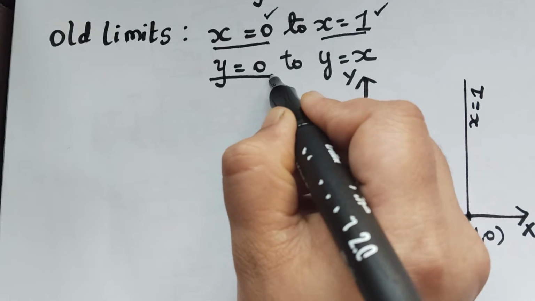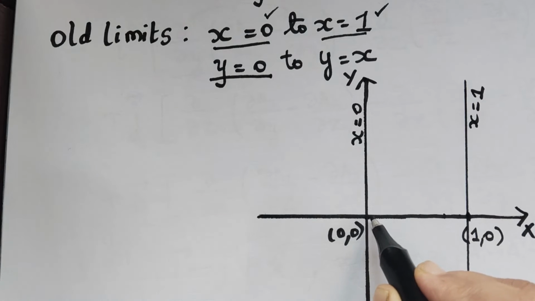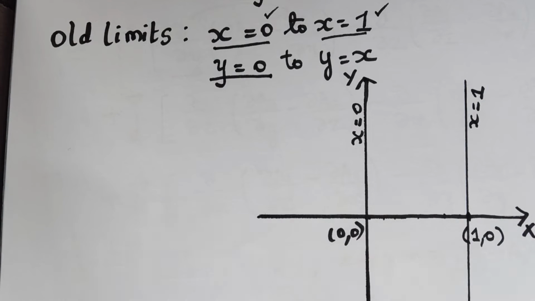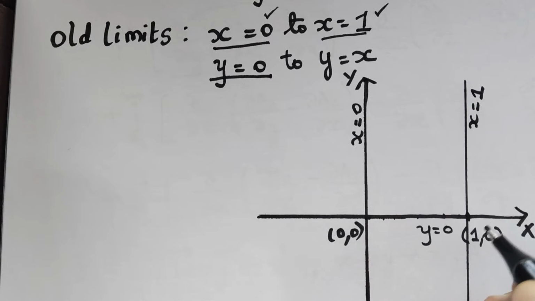Next we have y equal to 0. What is this line y equal to 0? It is the x-axis, because at every point of the x-axis the value of y is 0. So therefore this is the line y equal to 0.